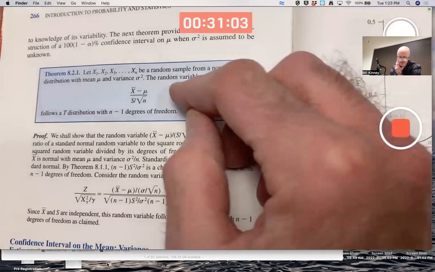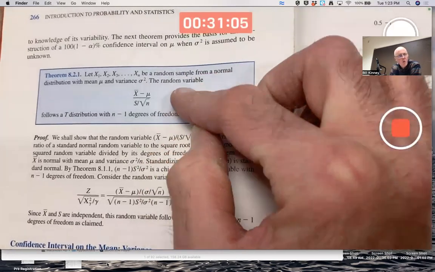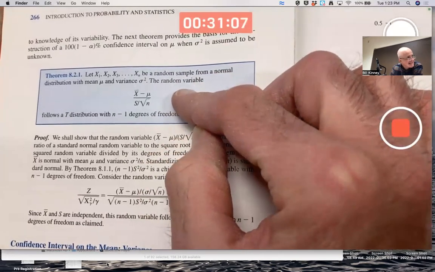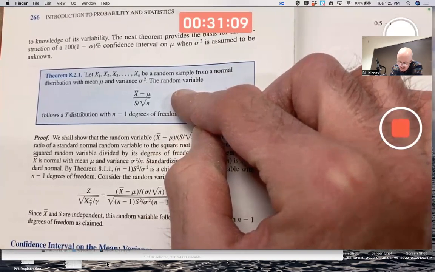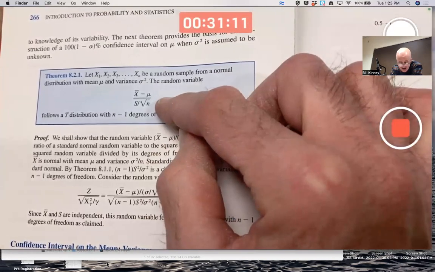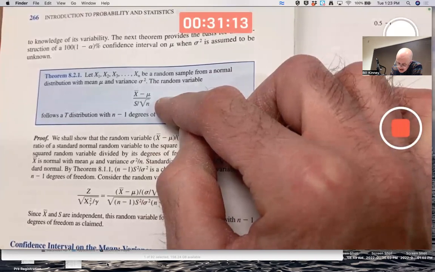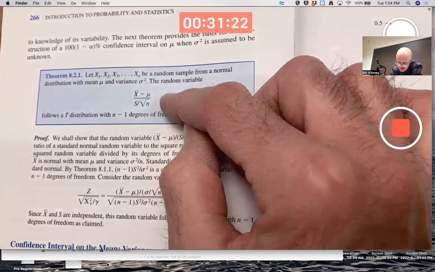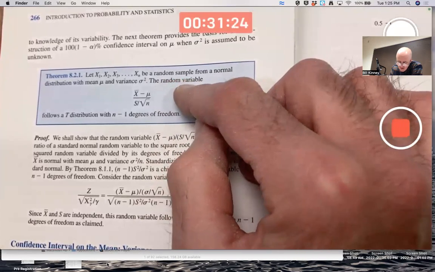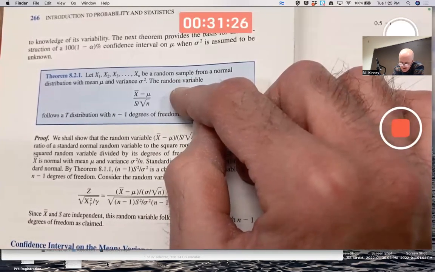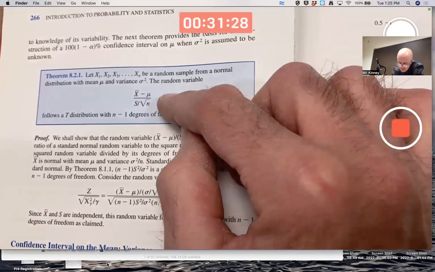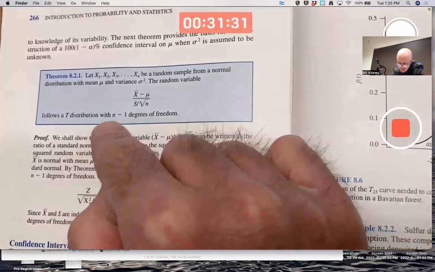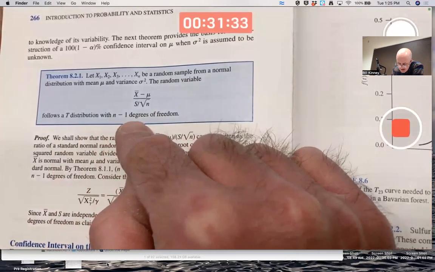What's going on here? We're standardizing. Look at that. Take X bar, subtract the mean, divide by, is that a standard deviation? Almost. If you have a random sample from a normal distribution with a mean of mu and a variance sigma squared, then this random variable follows a t distribution with n-1 degrees of freedom.